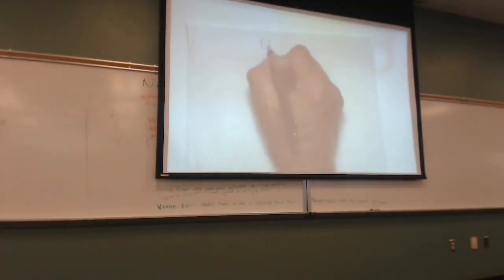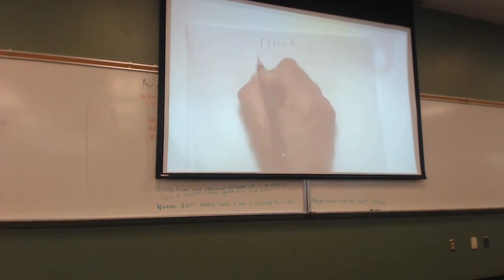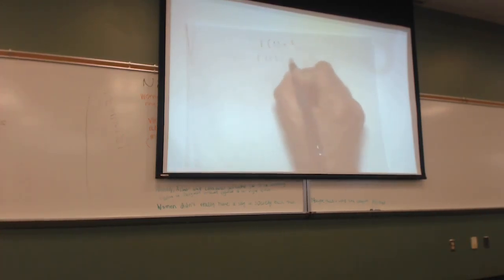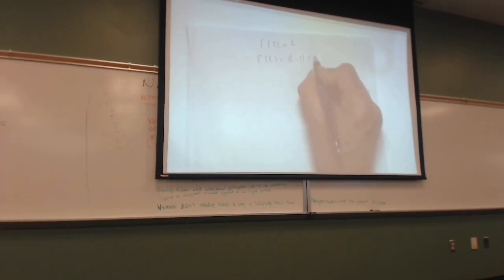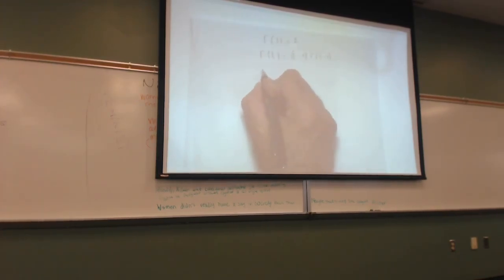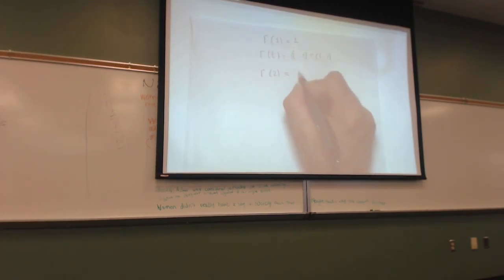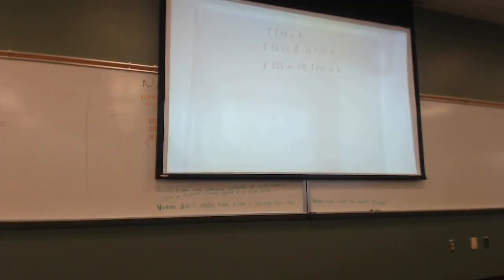Now, I know gamma of 1 is 1, and I know gamma of t is t minus 1 times gamma of t minus 1. So what can I say about gamma of 2? Well, it will be 2 minus 1, which is 1, times gamma of 1. But gamma of 1 was 1, so gamma of 2 would be 1. What can I say about gamma of 3? Well, it will be 3 minus 1 times gamma of 2, so it will be 2.